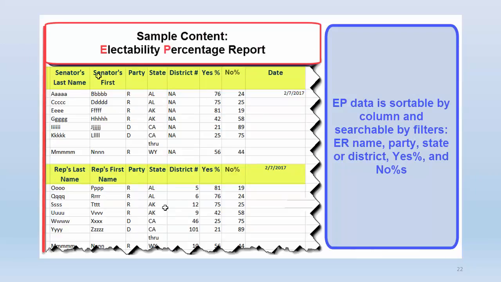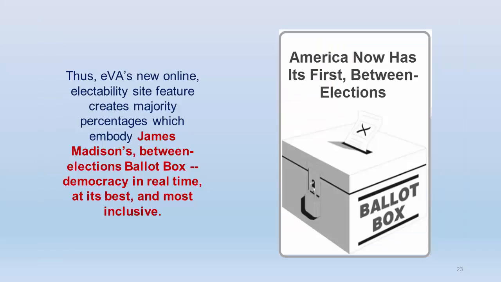Sample content: Electability percentage report. The EP is sortable by column and searchable by filters: ER name, party, state, or district, yes and no percentages. Thus, EVA's new online electability site feature creates majority percentages which embody James Madison's between-elections ballot box democracy in real time at its best and most inclusive.